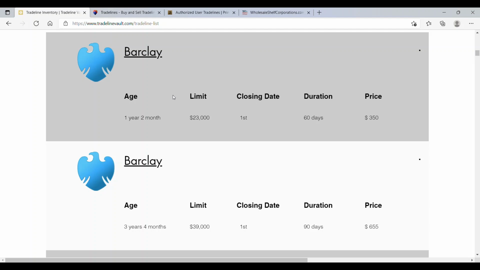So when they don't ask for it, most likely they're not going to report to the credit bureau. And vice versa, when they do ask for it, most likely they will do a hard pull or soft pull on your credit profile. So do your research on which credit card companies do a hard pull and soft pull, and which ones don't report to the credit bureaus.